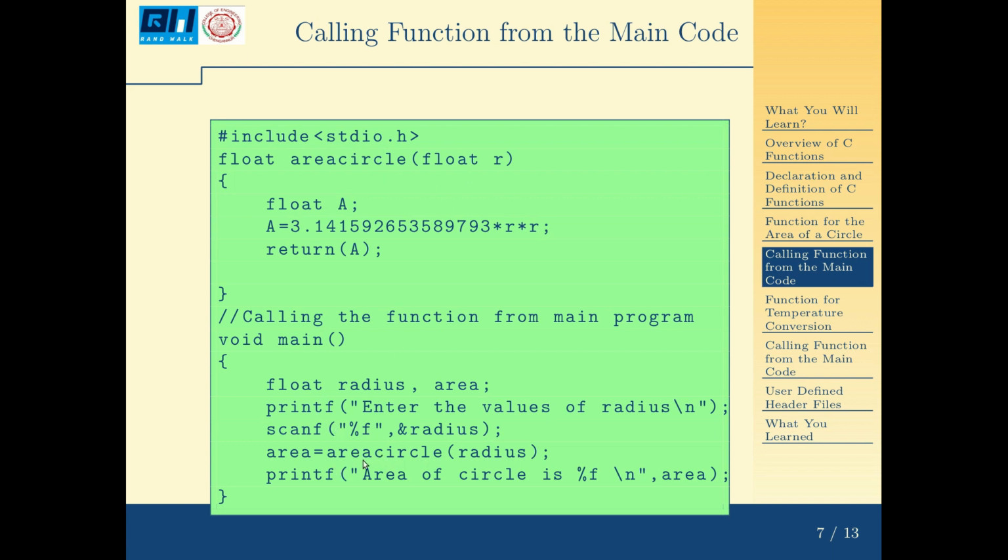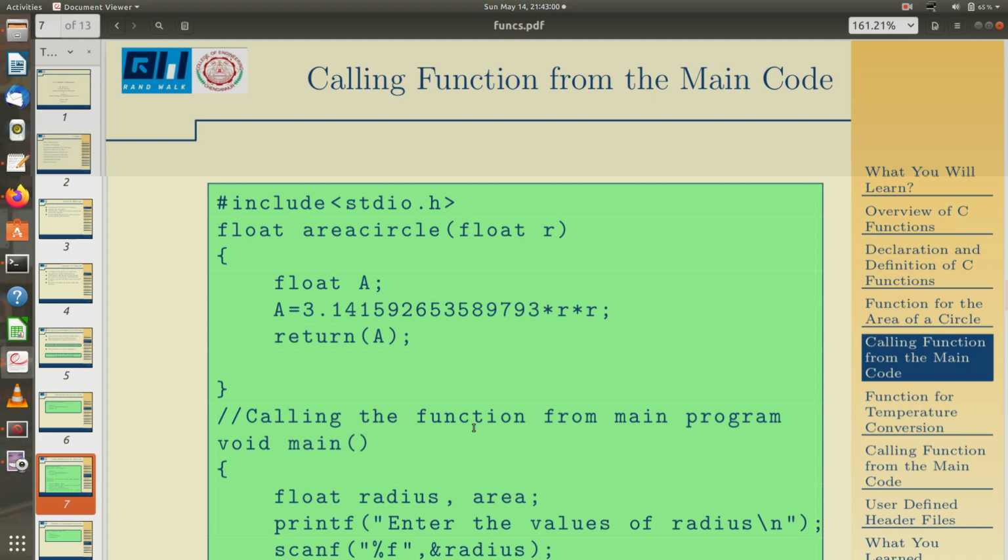So what is it doing? It is passing this radius value into the area circle. So what does the area circle do? Area circle returns this a value computed and stores it in the location area. That's another variable, that's a global variable. Now I say printf area of circle is %f \n area. Now it is printing the area. Now we will run this code and appreciate that.